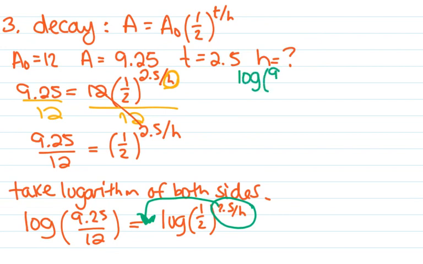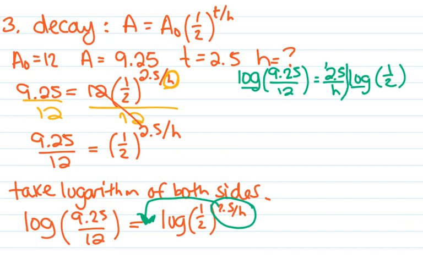So now I have log of 9.25 over 12 equals 2.5 over h times log of 1/2. Because of this logarithm, that's the only reason I'm allowed to do that. Now I have brought the exponent down to the front, and now it's multiplied. This is multiplication, multiplied by log of 1/2.